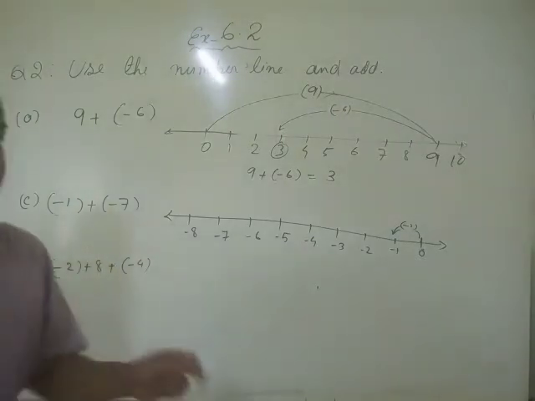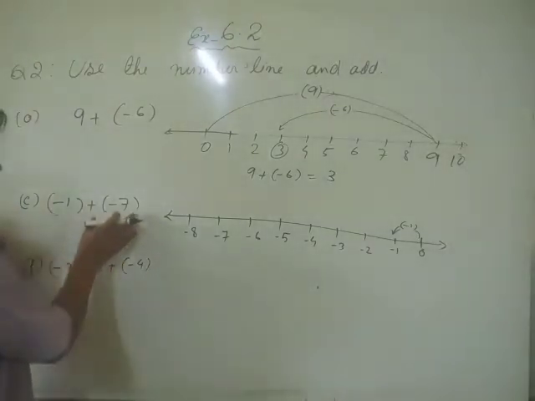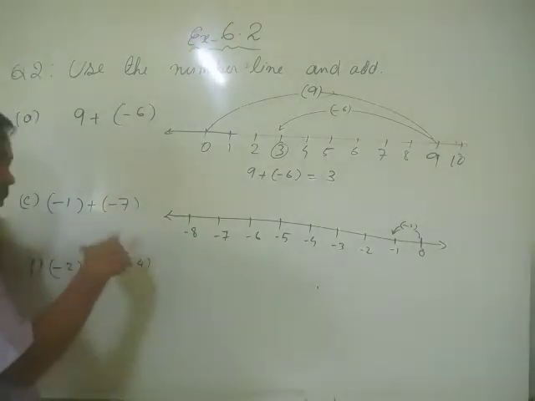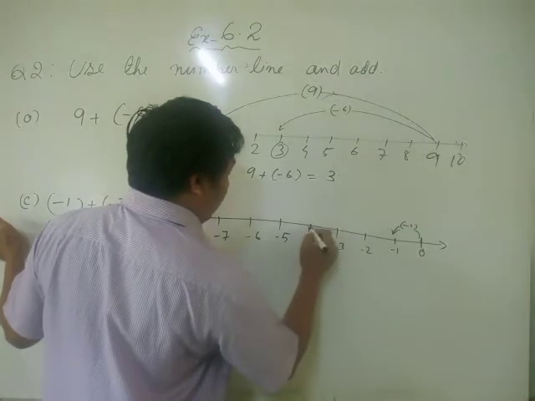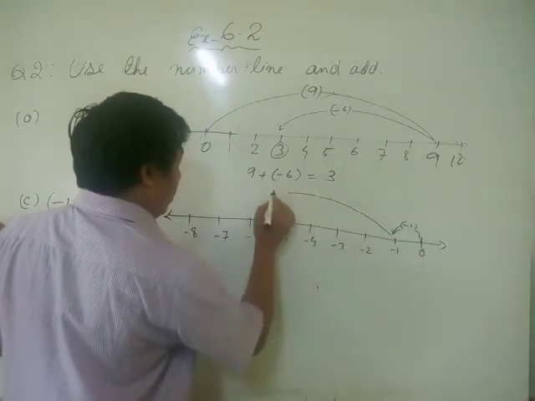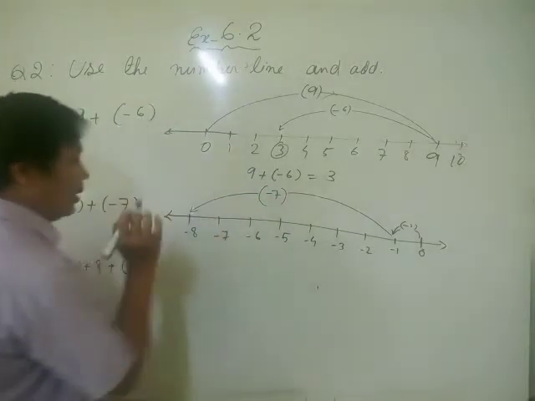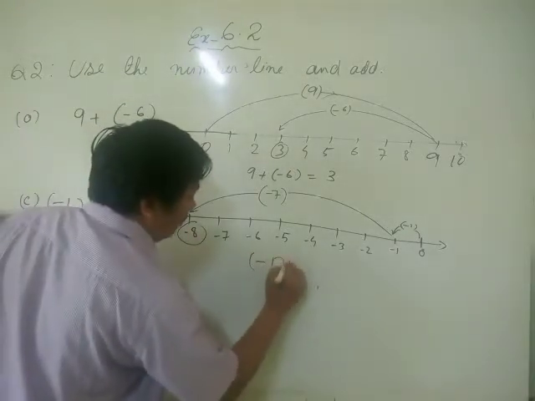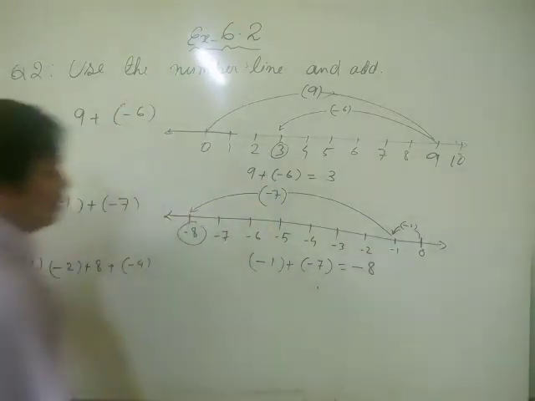Then from here again, what we have to do is move to get another minus 7. Minus 7 means we have to move 7 points on the left side, isn't it? So from here, 1, 2, 3, 4, 5, 6, 7. Then we got the answer minus 8. So minus 1 plus minus 7 is equal to minus 8. This is the answer we get.